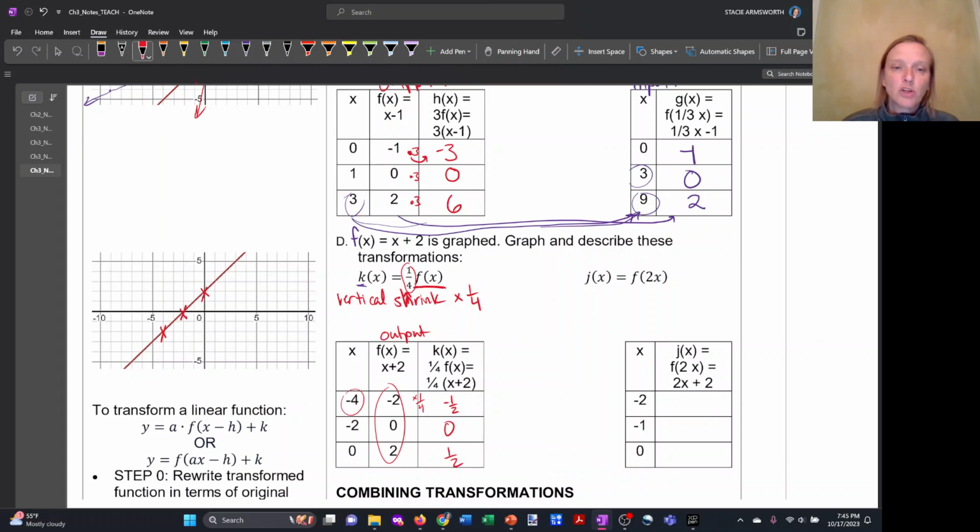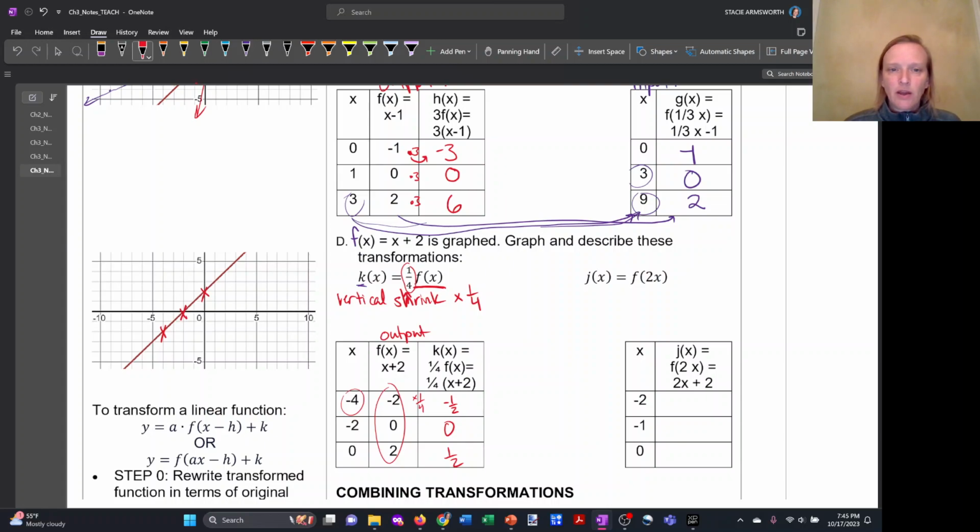Of course, I could take the original x values and plug them into the equation, but because this 1/4 is being applied to the function afterwards, I've already evaluated the function, so I'm just saving myself time by multiplying by the 1/4 after evaluating the function.